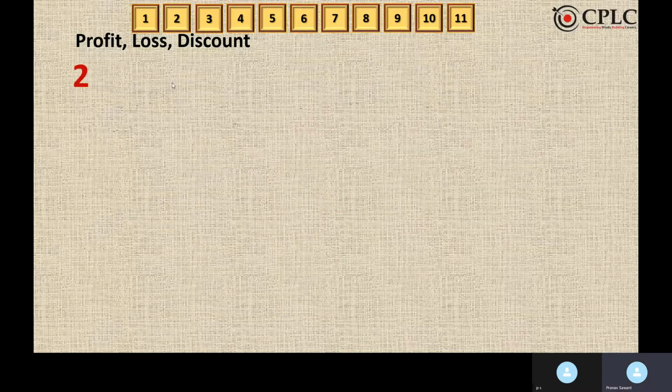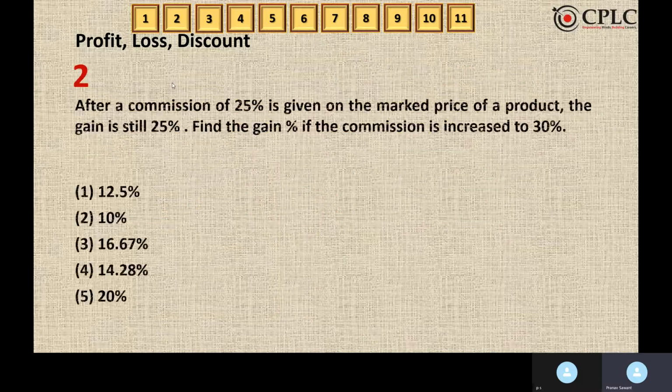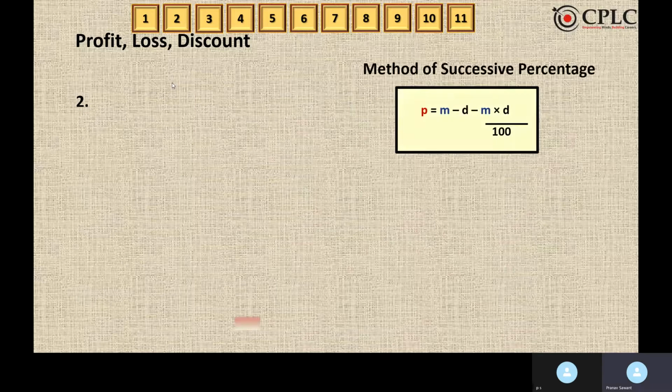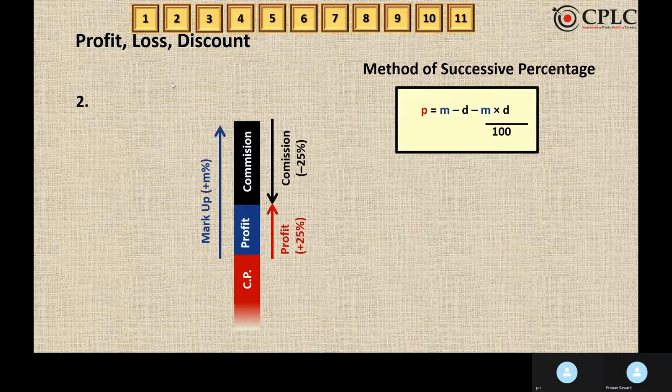Moving to the next question. After a commission of 25% is given on mark price of a product, the gain is still 25%. Find the gain percent if the commission is increased to 30%. Let's use method of successive percentage. So profit is equal to 25. Commission is also termed as discount. As it's commission, we will have negative sign to 25.